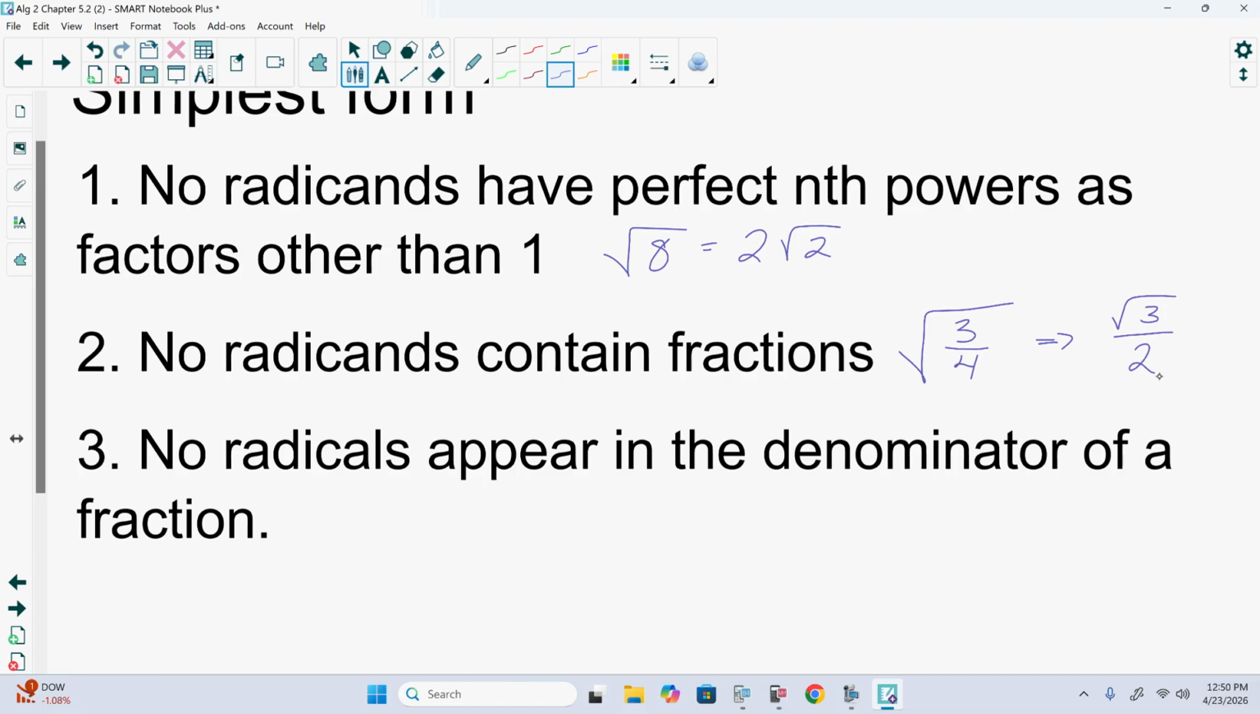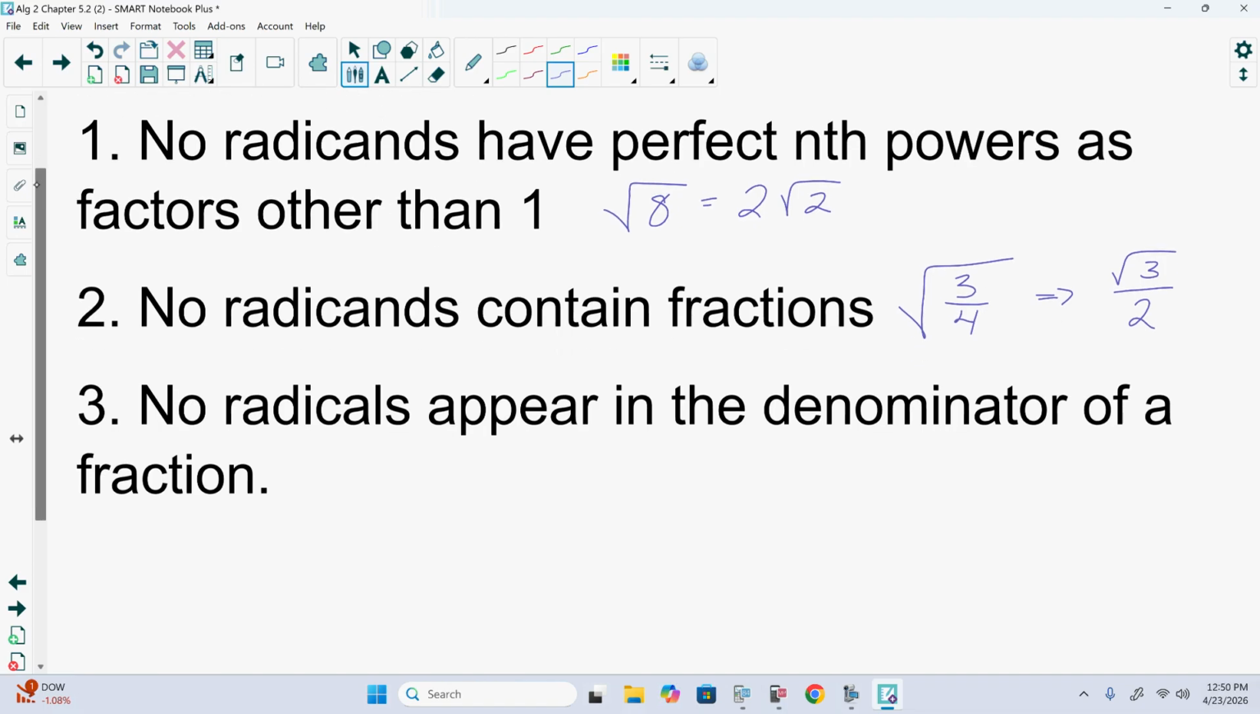And number 3 is kind of the same as number 2. We cannot have a radical in the bottom of a fraction. I can't leave it as 1 over the square root of 2. We have to use our simplifying steps, and we actually end up getting the square root of 2 over 2. Cannot have radicals in the bottom of the fraction, cannot have fractions inside of radicals, and if a radical can reduce, we need to reduce it.